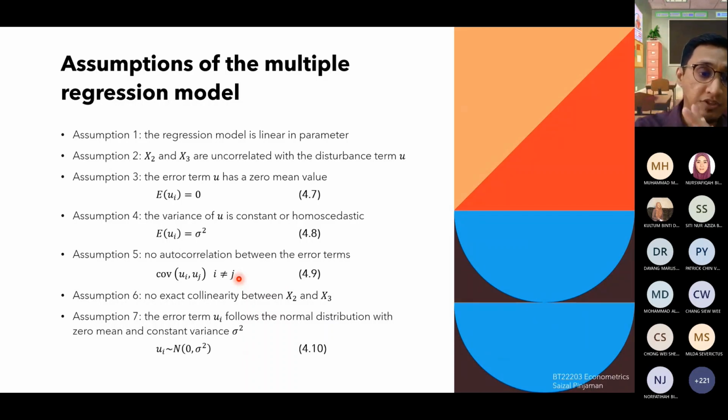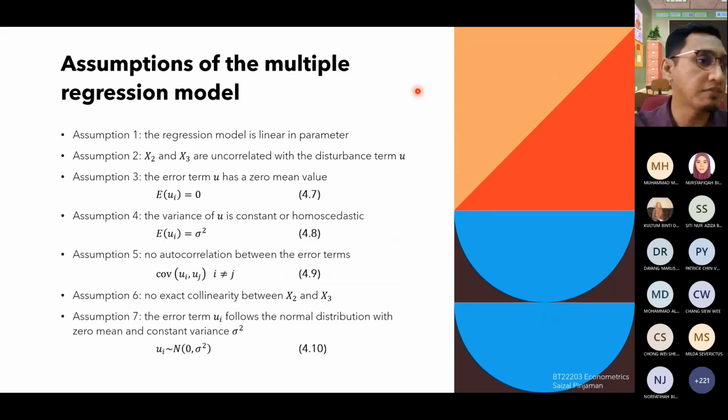So that's assumption number 5. Assumption number 6 is that there is no exact collinearity between X2 and X3. Apart from the fact that X2 and X3 are uncorrelated with the error term, or disturbance term, the explanatory variables themselves are not correlated to one another. It means that X2 is not influencing X3 or has no relationship with X3. Same goes for X3: it is not influenced by X2. This is very important in order to ensure that our estimation is free from what is known as multicollinearity.